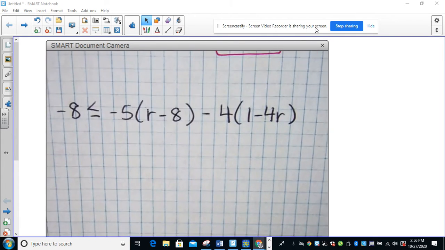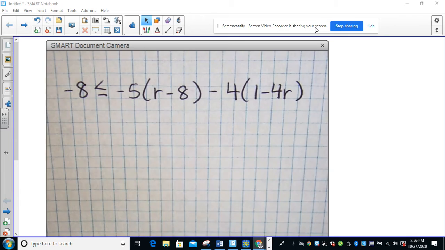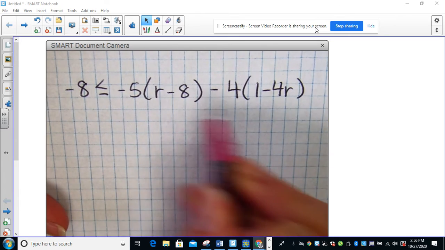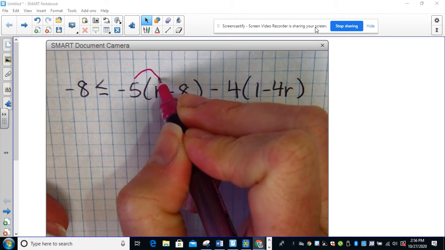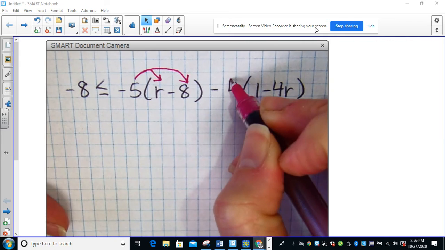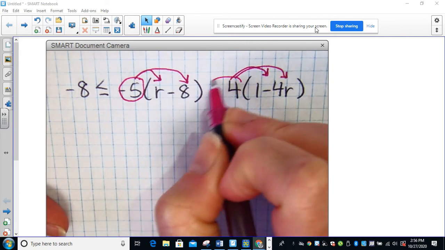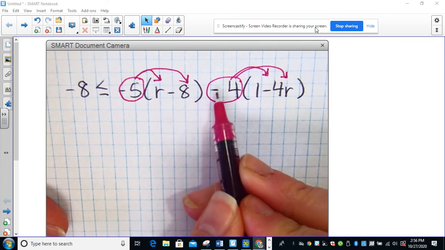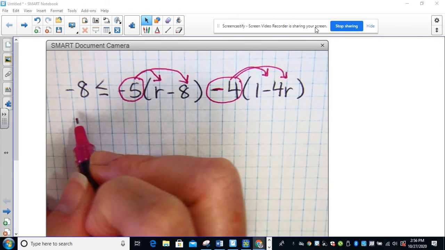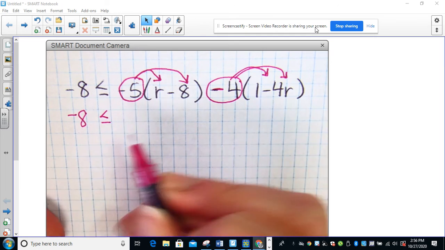One more with multiple distributive factors. Here are variables on the right side. So I want to show you how to work that. So I'm distributing a -5 and I'm distributing a -4. Don't forget this sign in front of it. So bring down your -8.